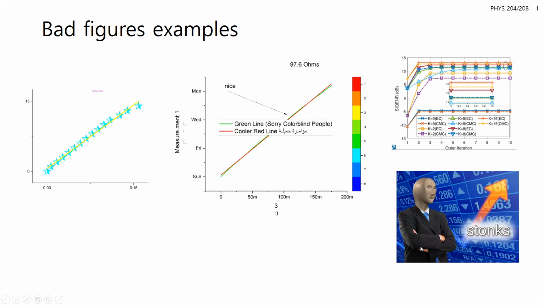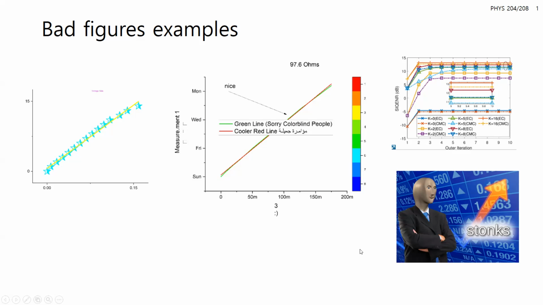Last year, someone put the stonks meme as their bad figure, which always makes me laugh, so I thought I would throw that in here as well. And then this was an example from literature that one group included, having an inset with no labels, not really clear what the point of this inset is with two data points.